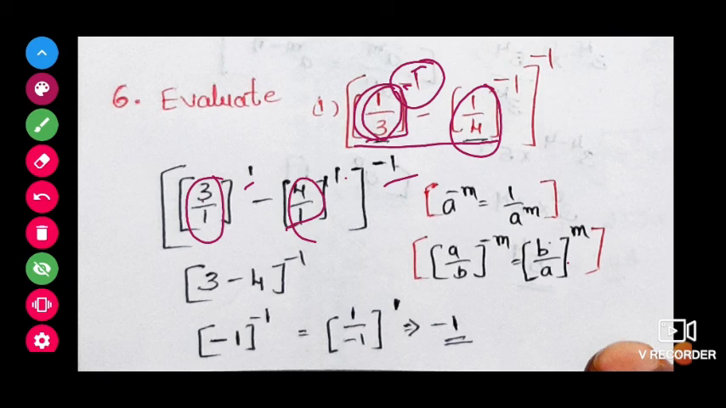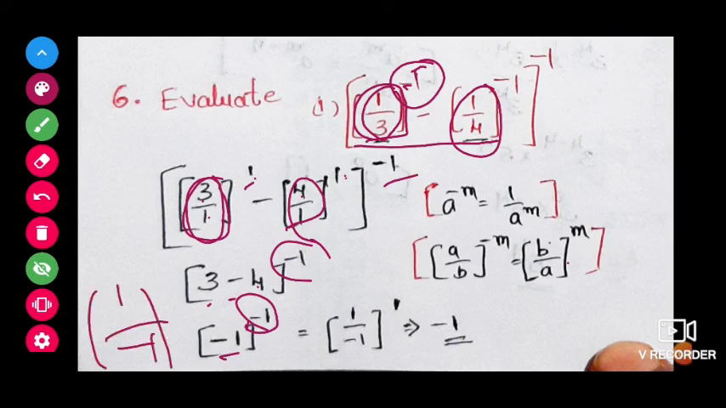Now inside, 3 by 1 is nothing but 3 only. 3 to the power 1, 3 minus 4 to the power 1, 4. 3 minus 4 whole to the power minus 1. Now 3 minus 4 we will get minus 1. Minus 1 whole to the power minus 1. Again we cannot proceed. We have to take the reciprocal. So reciprocal is nothing but 1 by minus 1 whole to the power 1. If we apply 1 power also nothing will happen. Same thing, 1 by minus 1 we can write as minus 1. That's it.